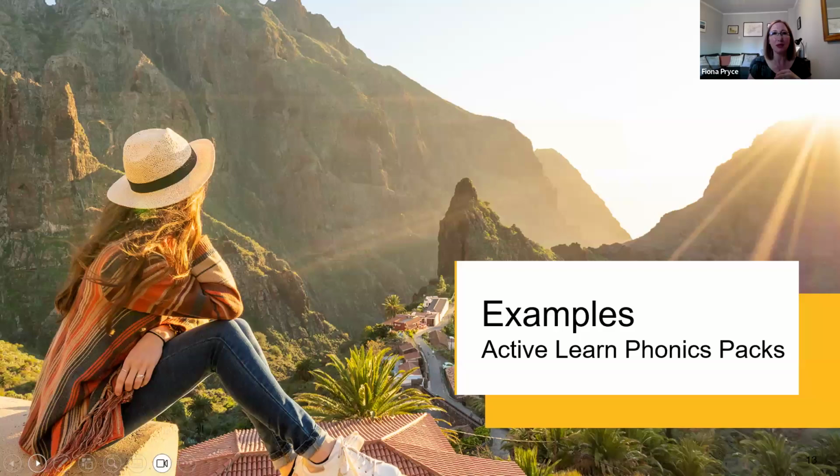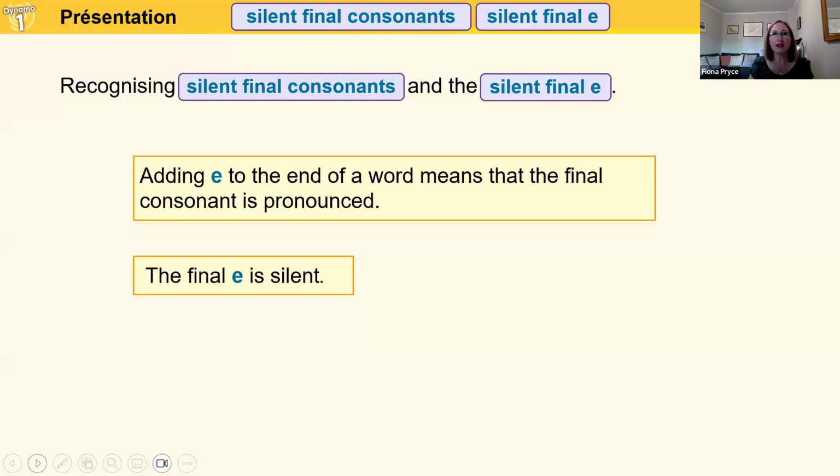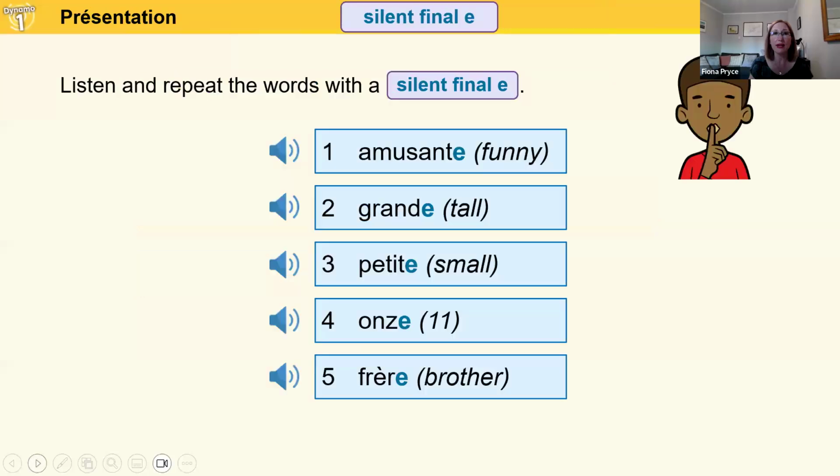So I've shown example ones, but for each type of game or task, the same equivalent will exist in German, French, and Spanish. They were all made together, so they're all the same level. So these are examples of French. This is one of the presentation slides where they're focusing on silent final consonants, obviously really critical and really tricky for Key Stage 3. I'll just give you a short example of what they sound like.